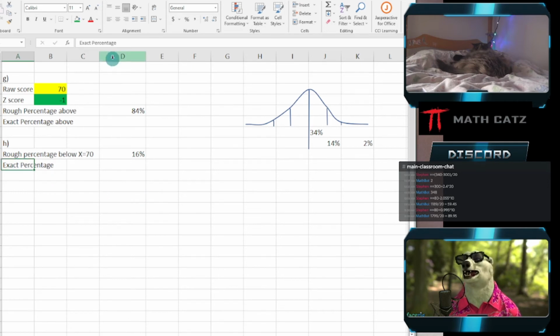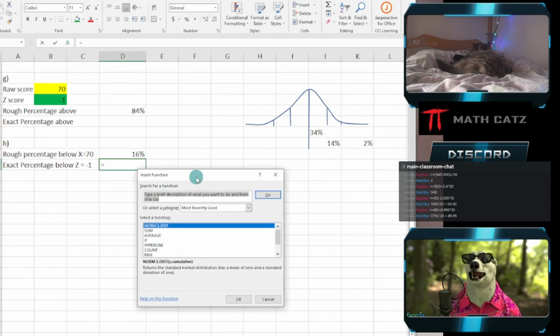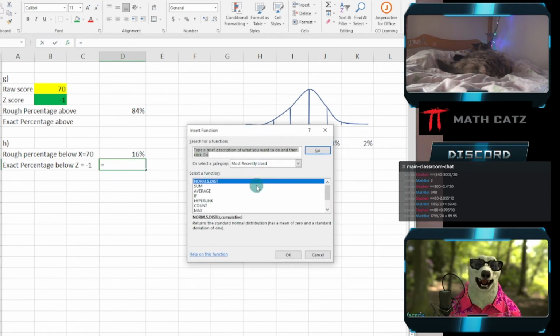So the exact percentage below Z equal to -1 is what I'm looking for. So now I'm not going to remember the function. What if I make a mistake? It's a hassle and it wastes my time. I remember, oh, it does show me recently used functions, but maybe I don't remember that at all.